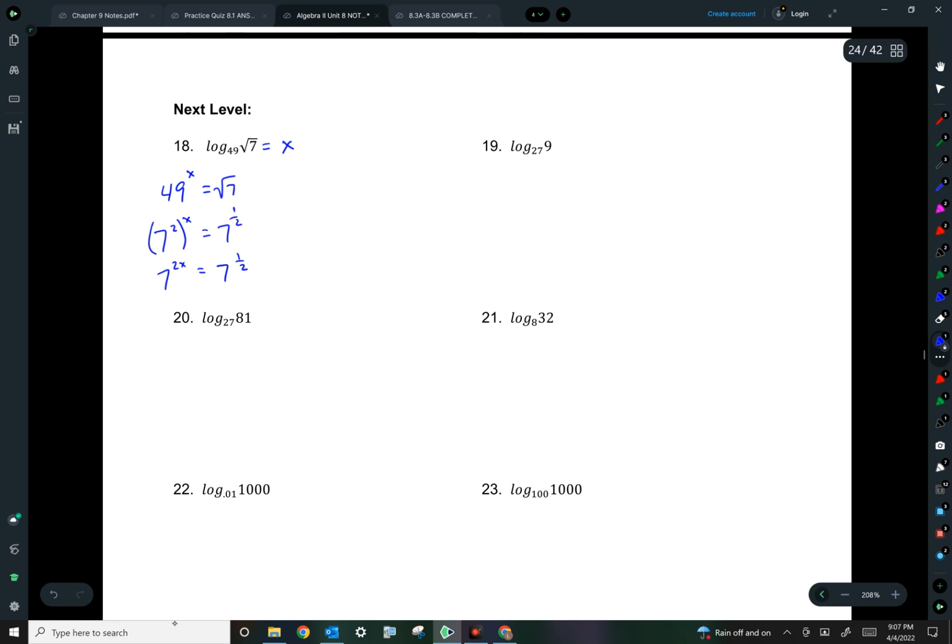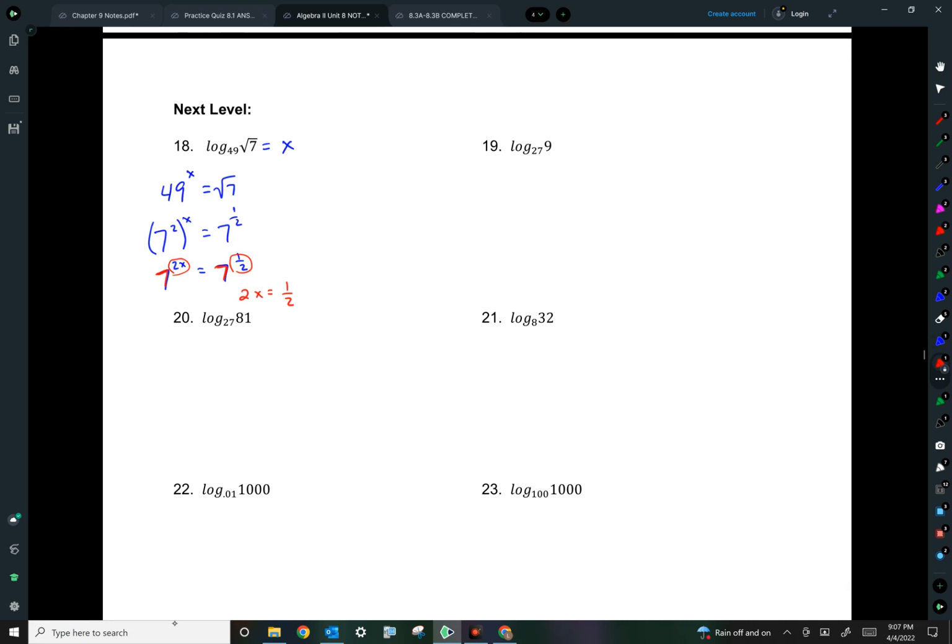Do you see that I have the same base on both sides? I have a 7 here and I have a 7 here. Well, if the base is the same, the only way the left can equal the right is if this exponent is the same as this exponent, right? In other words, 2x has to equal 1/2.